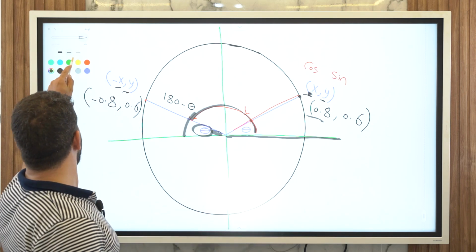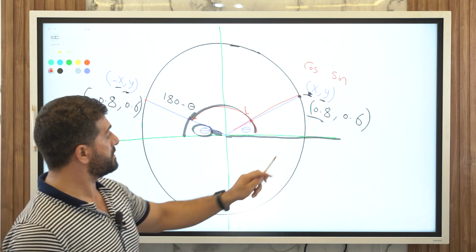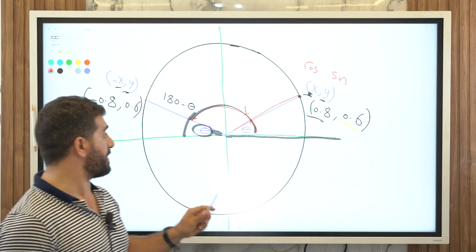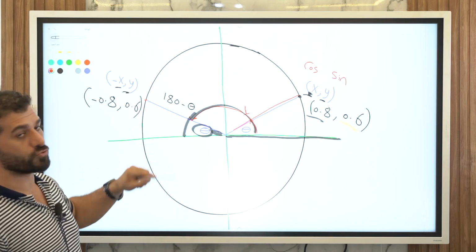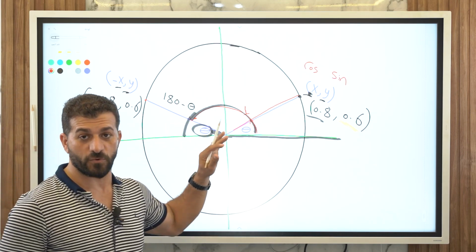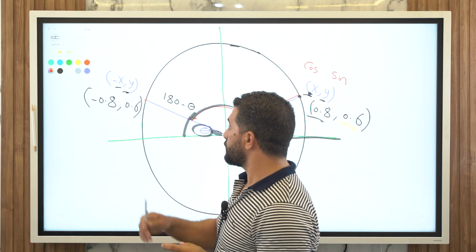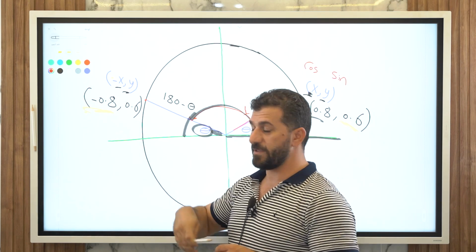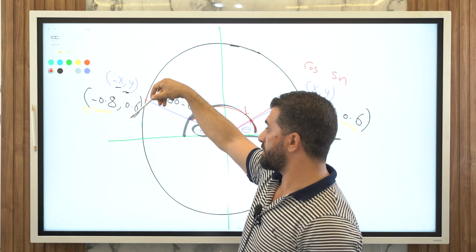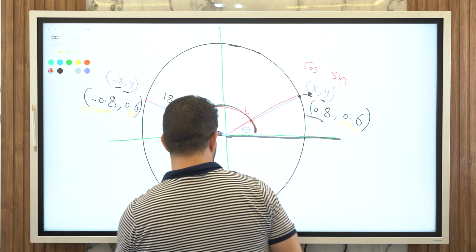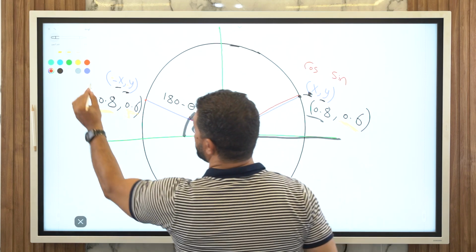So, if I ask you about cosine theta, you will say 0.8. If I asked about sine theta, it is 0.6. What about sine and cosine of 180 minus theta? What is the cosine of 180 minus theta? Cosine of 180 minus theta is negative 0.8, and the sine of 180 minus theta is 0.6. So we can generalize this rule.